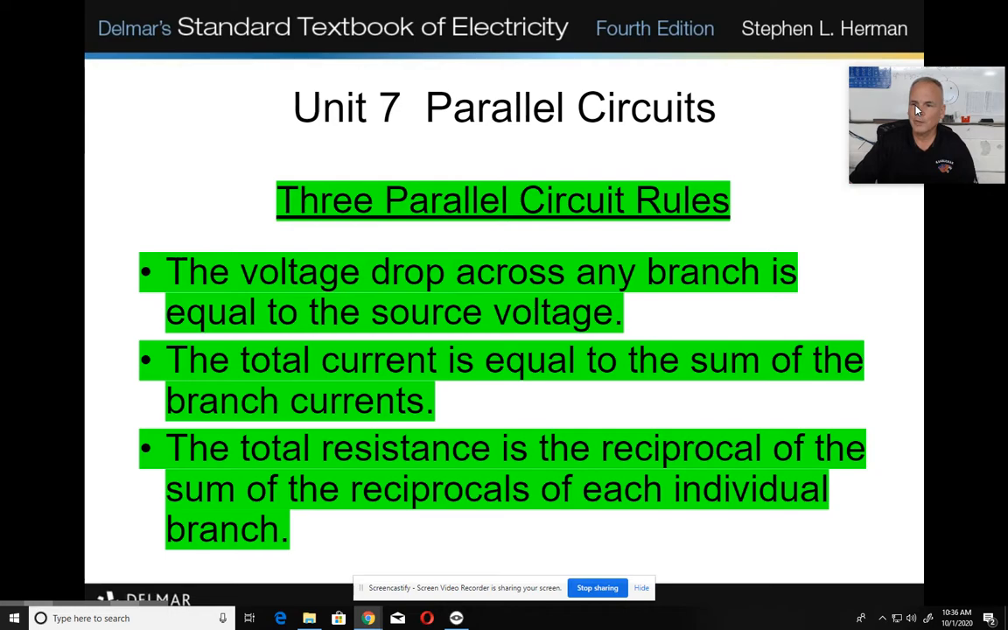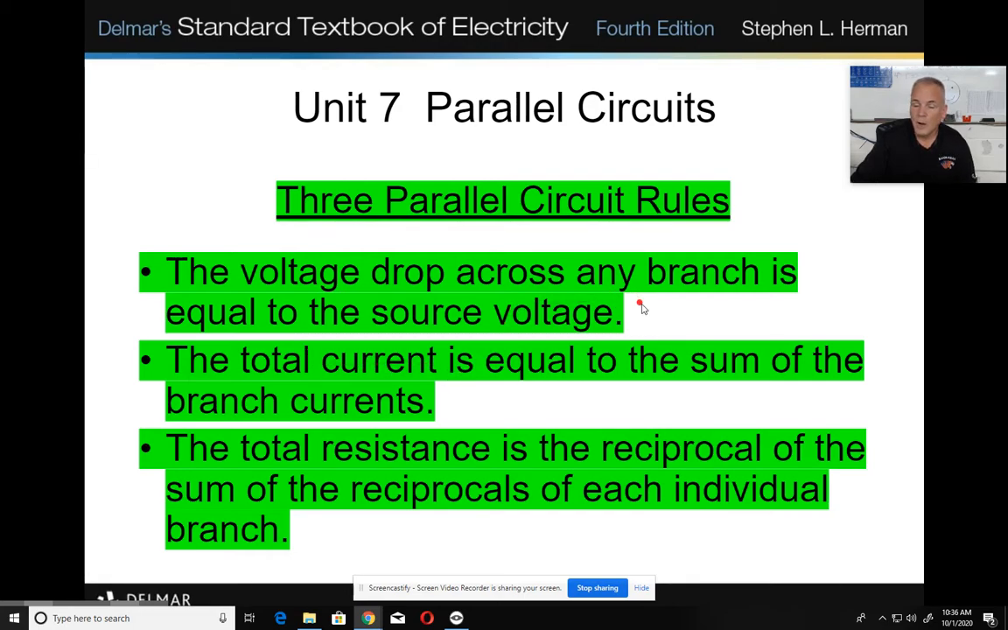Ohm's law is going to stay the same whether you have a parallel circuit or a series circuit, but we have a different set of rules for a parallel circuit. Rule number one, the voltage drop across each branch is equal to the source voltage. That word branch there is a new word that we're going to have to deal with a little bit. We'll talk about that when we have a picture in front of us. But you notice that a voltage in a parallel circuit is the same on any branch.